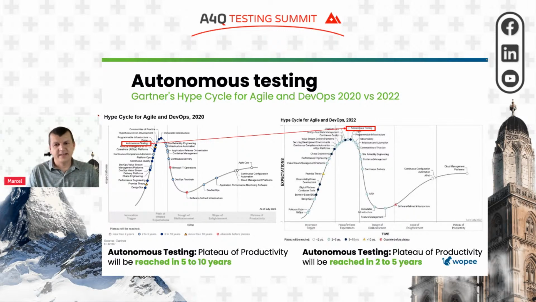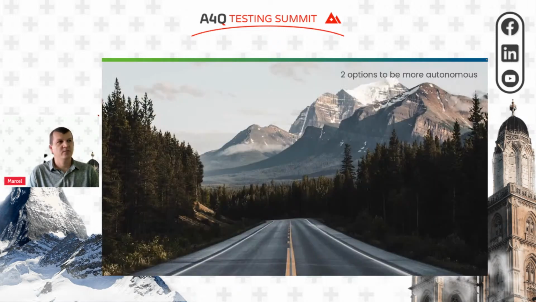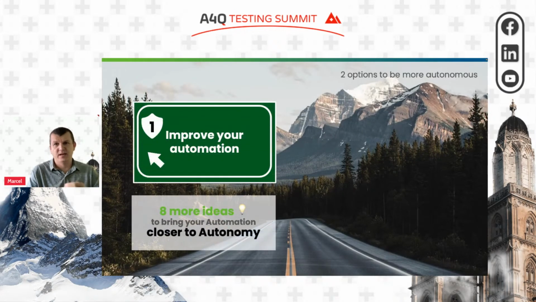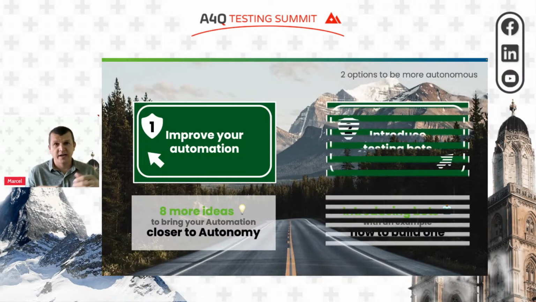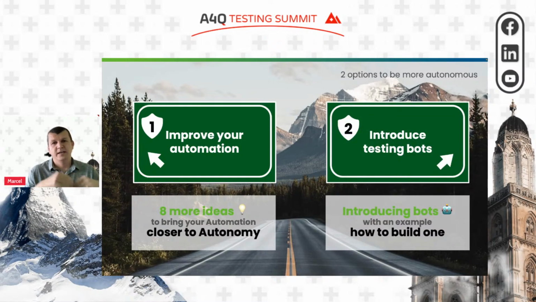And I believe there are 2 options or 2 directions we could go. And maybe in the end it'll merge into one, but I believe we could keep improving our existing test automation. And I will share some ideas on how we could improve our test automation to become more autonomous. And the second, which is my key point for today, is to introduce testing bots, because this might replace a lot of manual activities we have nowadays in test automation.